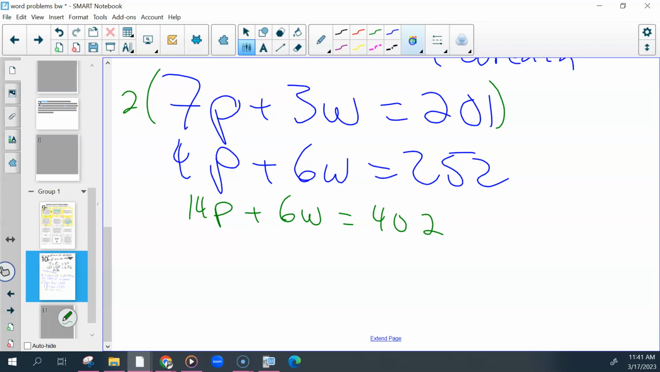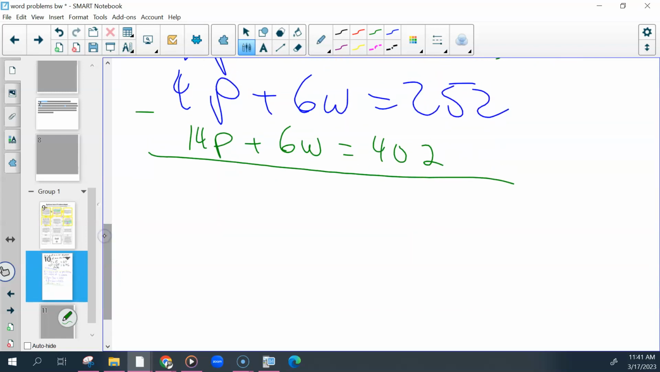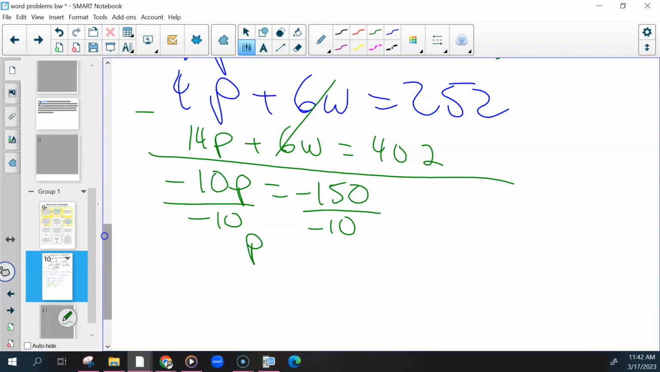To eliminate the w's, what would we use? Addition or subtraction? So let's subtract. 4p minus 14p would give us how many p's? 10. These cancel. 252 minus 402. Divide both sides by -10. P is 15 what?